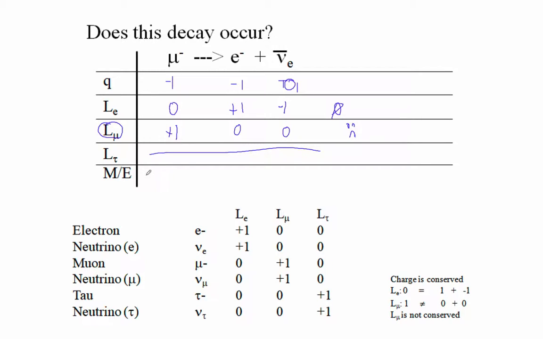As far as mass energy goes, a muon is about 106 MeV. This is about 0.511 MeV, and so definitely we're not creating more rest mass, so we're good. Okay, but the mu number doesn't work, so it can't happen, never happens.